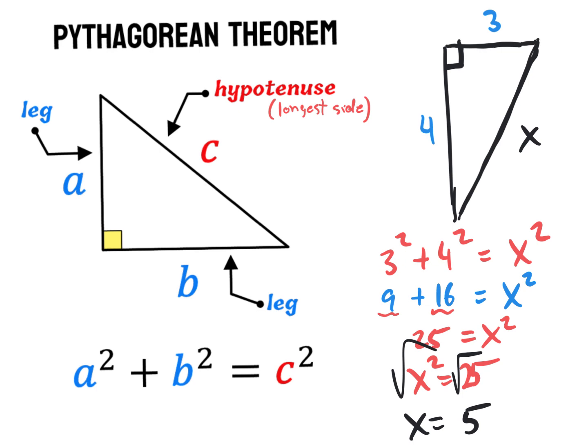3 squared plus 4 squared equals what squared? It ends up equaling 5 squared, right? 3 squared plus 4 squared equals 5 squared. Anyways, that's a great tool in the real world using the Pythagorean triple 3, 4, 5.